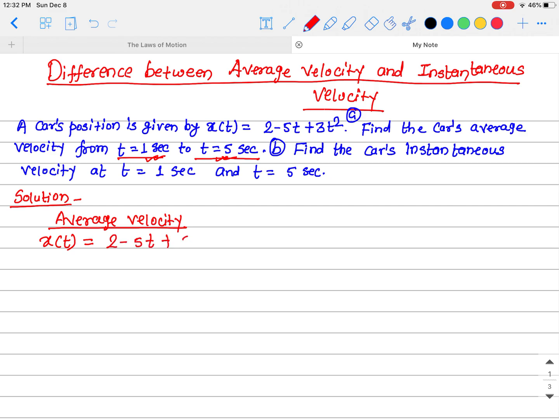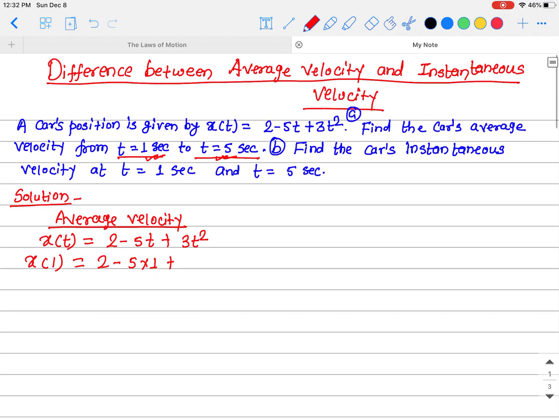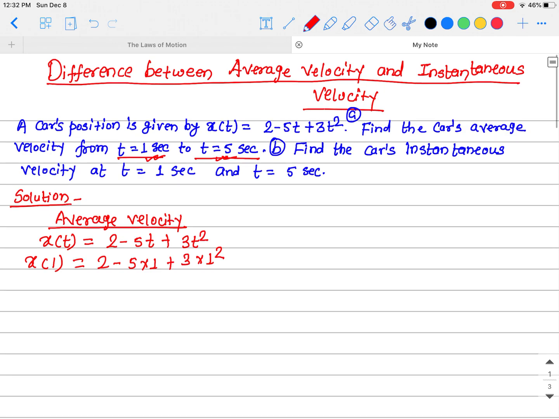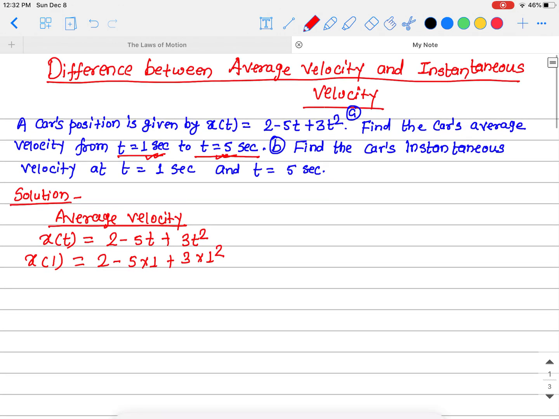2 minus 5t plus 3t squared. So I can calculate the position at the two times. At time equals 1 second: 2 minus 5 times 1 plus 3 times 1 squared. If we calculate, I will get 0 meters. So at the time t equals 1 second, the position was at the origin, 0 meters.